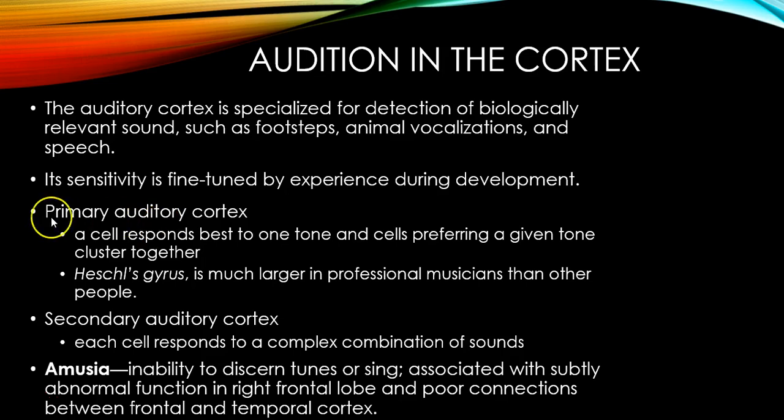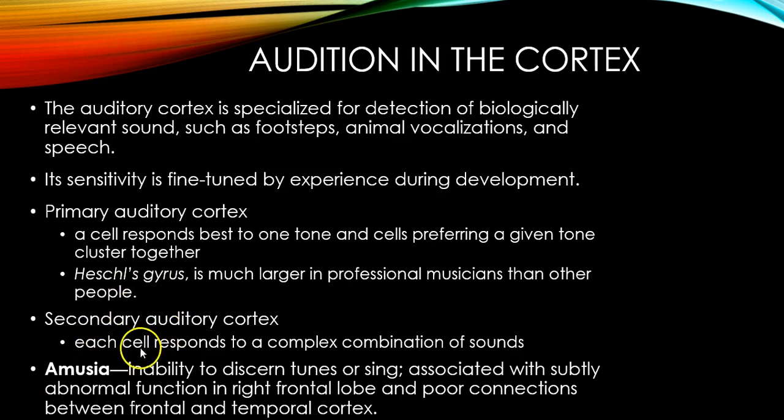Just like in vision where we had primary visual cortex, secondary visual cortex, etc., we've got a number of areas of auditory cortex. Primary auditory cortex cells in that area respond best to one tone, and cells preferring a particular tone are clustered together. Heschl's gyrus is part of the primary auditory cortex, and what we can see in MRI studies is that it is much larger in professional musicians than other people. So professional musicians who have spent a long time developing their sense of hearing and being able to discriminate amongst tones, you can actually see this difference in MRIs.